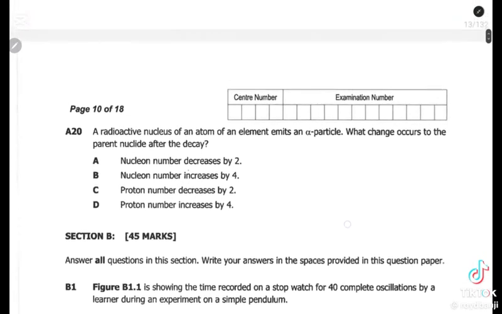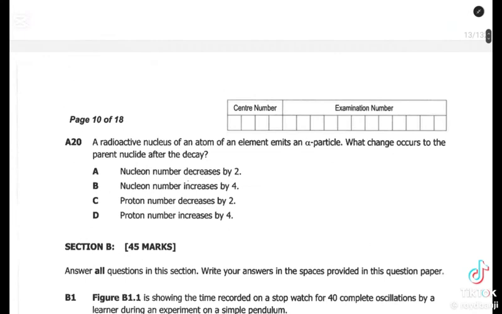Finally, the last question on multiple choice. A radioactive nucleus of an atom of an element emits an alpha particle. What change occurs to the parent nuclide after the decay? So the general equation for alpha, when it decays, if you have a nucleus with a mass number and atomic number decaying by alpha particle, let me say this is the nuclide, or this is the daughter. Okay, so the mass number decreases by 4. The atomic number, which is Z, decreases by 2.